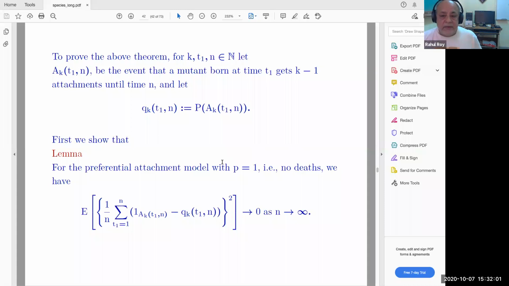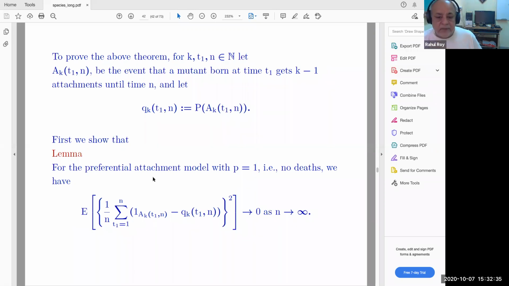The first lemma we need for this: let A_k(t1,n) be the event that a mutant born at time t1 gets k-1 attachments until time n. So at a random fitness F, the mutant is born at time t1 and gets k-1 more, so the population size becomes k at time n. We want to calculate this probability, q_k(t1,n).